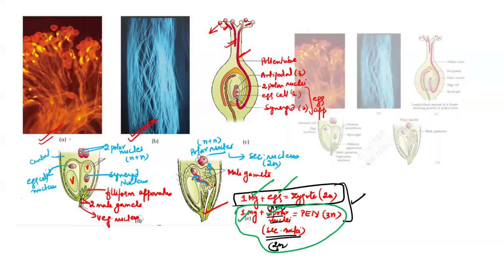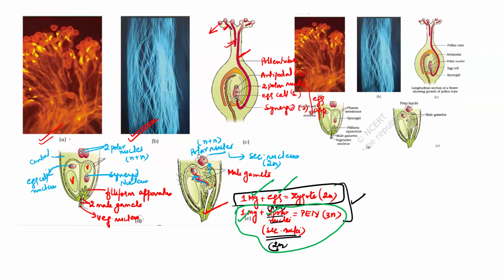Now see, this is the diagram which I've explained to you, a very important diagram of NCERT. First, this is very, very important. Please learn the polarity of nucleus in egg and synergid cell is reversed. Very important. Next, see this labeling.